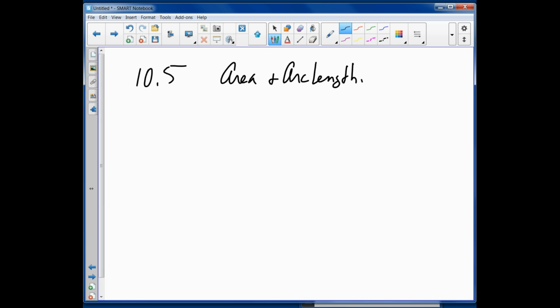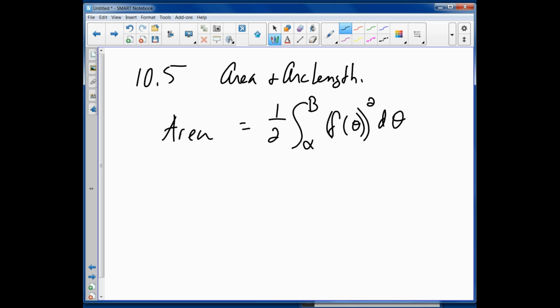So area in polar coordinates is equal to 1/2 the integral from alpha to beta of f of theta squared d theta, where f of theta is the radius. f of theta is equal to r.